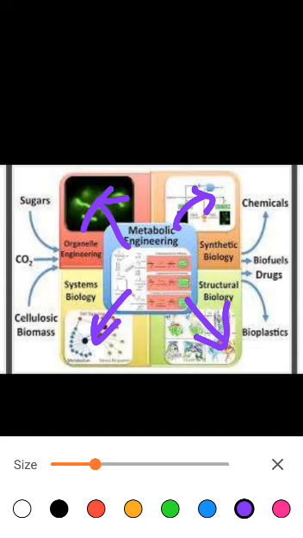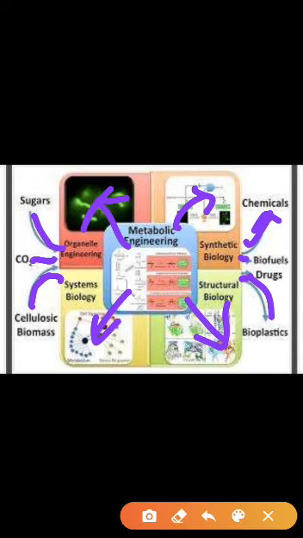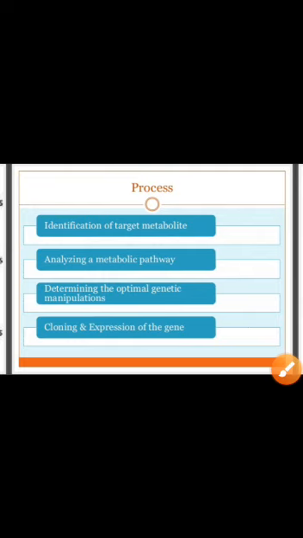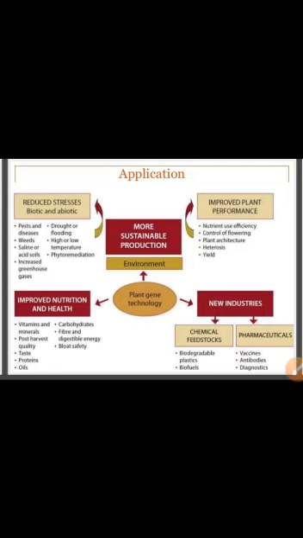And in synthetic biology, there are chemicals, biofuels, drugs, and in structural biology, bioplastics. Cellulosic biomass is in systems biology, CO2, organelle engineering, sugars. So these are getting involved in its pathway. Now the process: identification of target metabolite, analyzing a metabolic pathway, determining the optimal genetic manipulation, cloning, and expression of a gene. Now, what are the applications we get by modifying the genetics of microorganisms and nitrogen fixers?